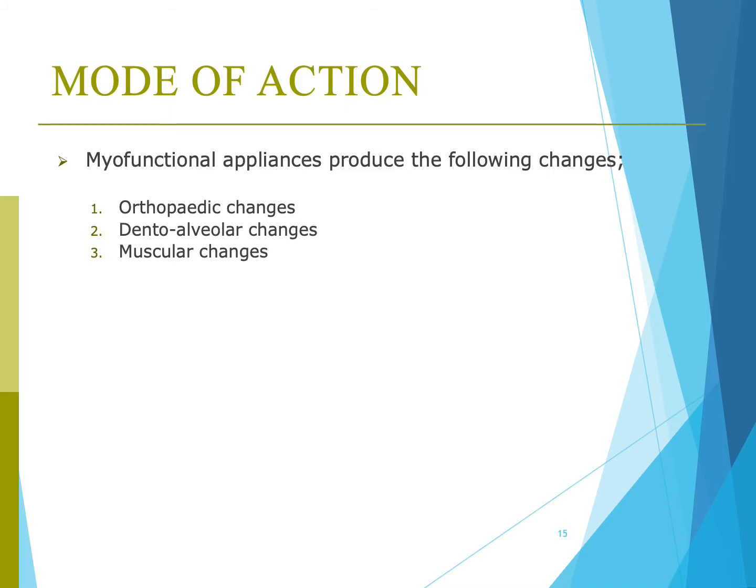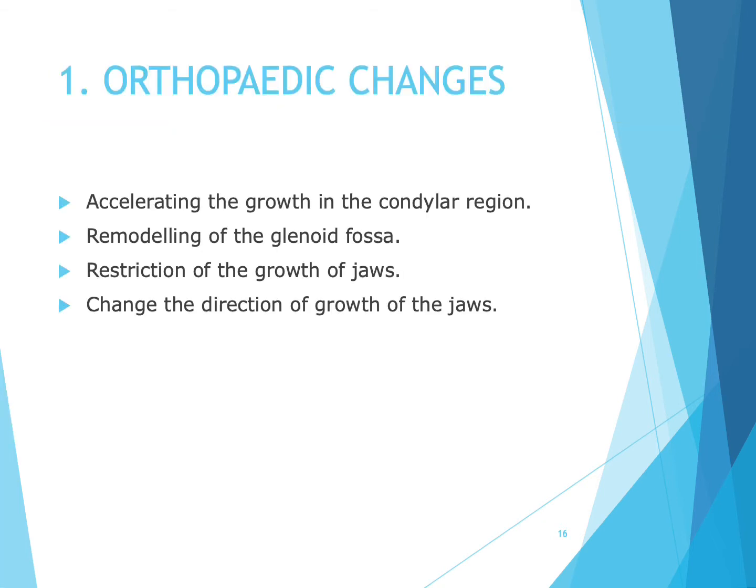Functional appliances are capable of producing the following changes. The first one is orthopedic changes, the second one is dentoalveolar changes, and the third one is muscular changes. For the orthopedic changes, myofunctional appliances are capable of accelerating the growth in the condylar region. They can bring about remodeling of the glenoid fossa. They can be designed to have a restrictive influence on the growth of the jaw, and they can change the direction of growth of the jaw.